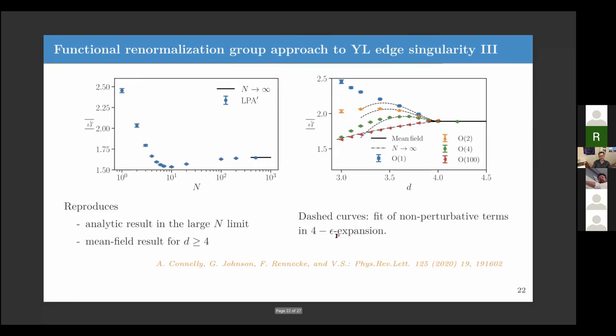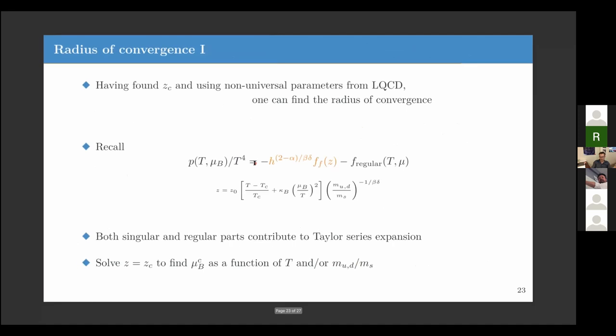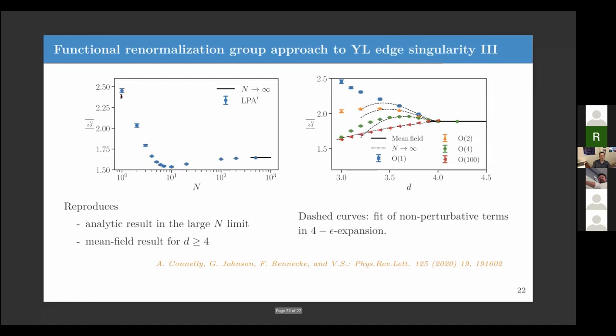This is the collection of all these results on one plot as a function of N, starting from 1, 2, etc., all the way to the large N limit. You see that these lines reproduce the large N limit when you go to N equals, I think, plus 500 over here.